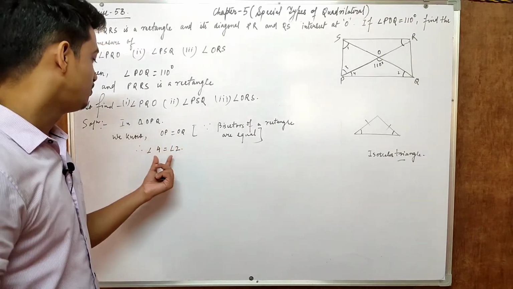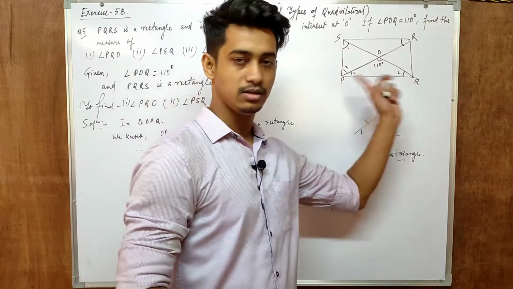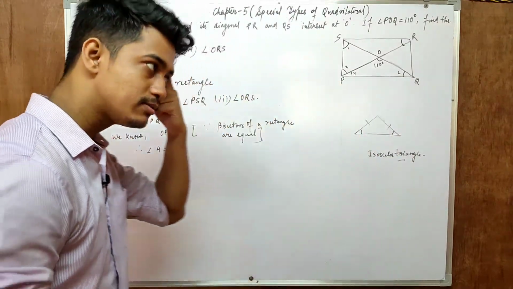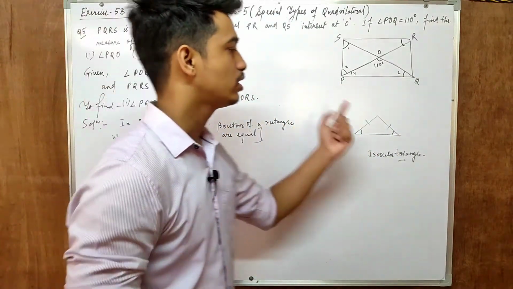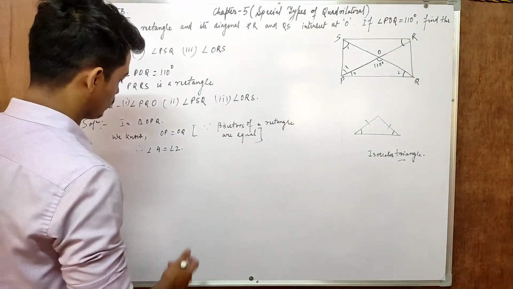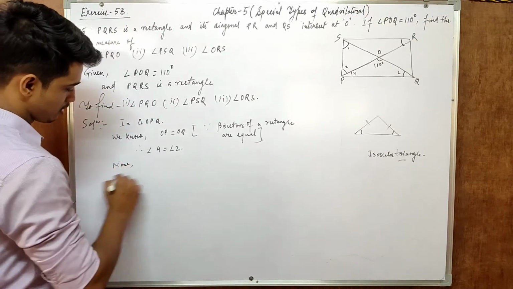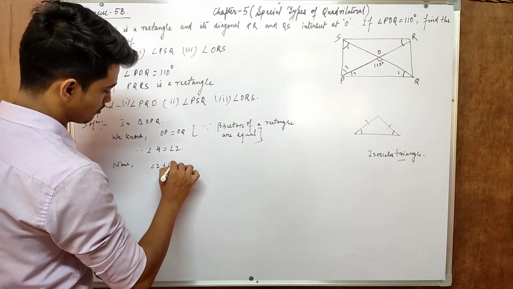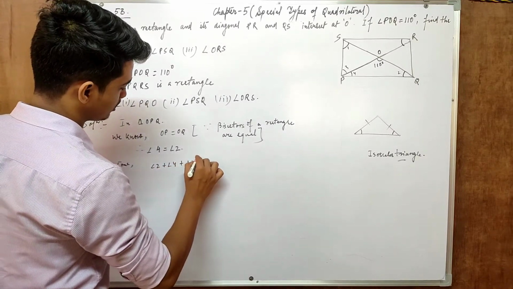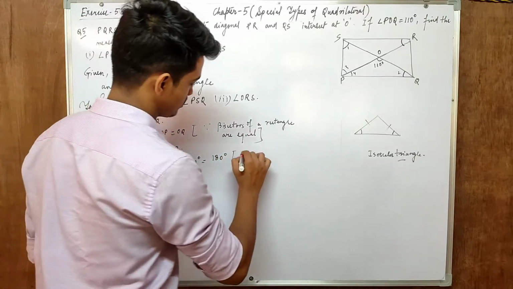Make sure before writing this one, angle 4 and angle 2, you have to mention this on the diagram, so that teachers can understand what exactly you want to portray. Okay, so here angle 4 and angle 2 are equal. So now angle 2 plus angle 4 plus 110 degree is equal to 180 degree. Angle sum property.